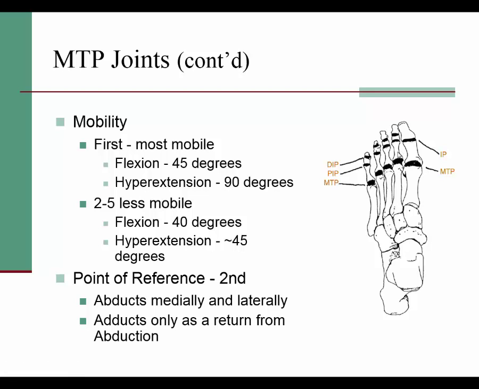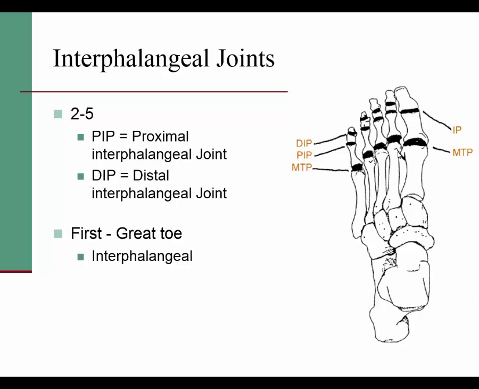As far as the interphalangeal joints, digits 2 through 5, the proximal and distal interphalangeal joints, we've discussed that, and then we've discussed the interphalangeal joint, which is only present in the great toe. Make sure you know that.